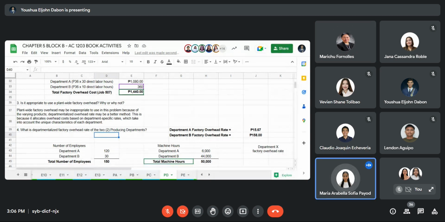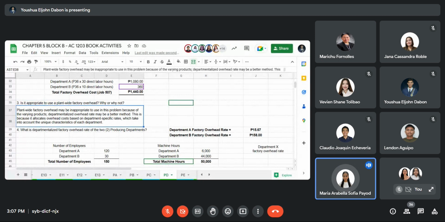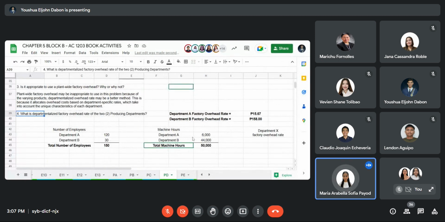Okay, next for number 3, it asks, is it appropriate to use a plant-wide factory overhead? Why or why not? So our group believes that plant-wide factory overhead may be inappropriate to use in this problem because of the varying products. Now, departmentalized overhead rate may be a better method because it allocates overhead costs based on department-specific rates, which take into account the unique characteristics of each department. For example, it states in the problem itself that in Department A, operations are mostly done by workers, whereas in Department B, mostly machines run the production.